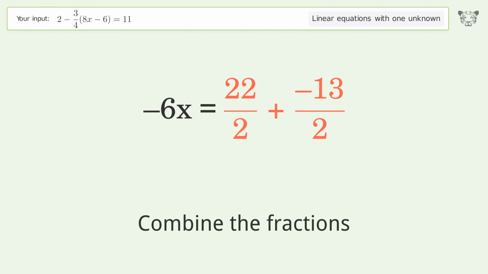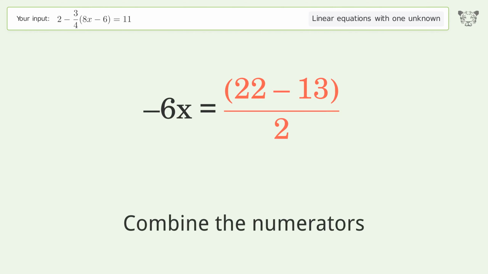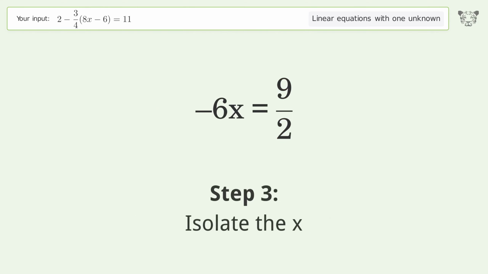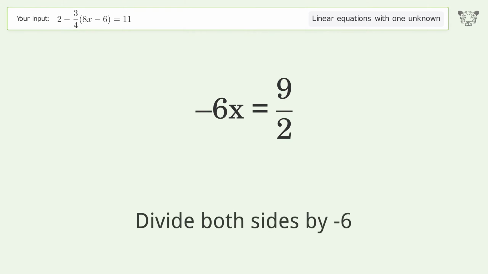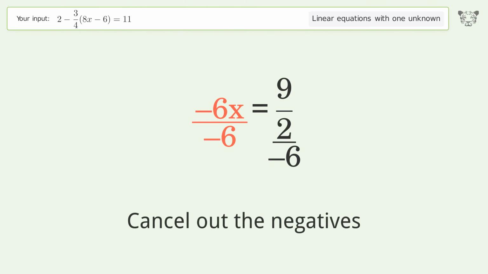Combine the fractions. Combine the numerators. Isolate the x. Divide both sides by -6. Cancel out the negatives.